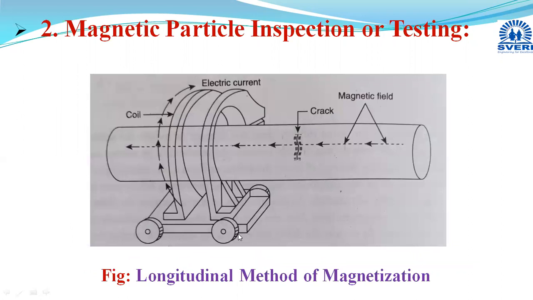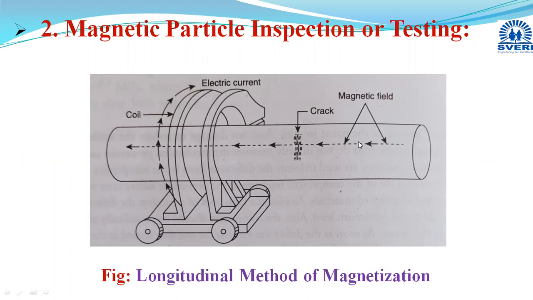In the second method, we want to determine the transverse cracks. Then the direction of the electric current should be parallel to them. In this way, one coil is wrapped around the specimen, and electric current is passed through that circular coil. Then a lengthwise or longitudinal magnetic field is created. This is termed longitudinal magnetization.